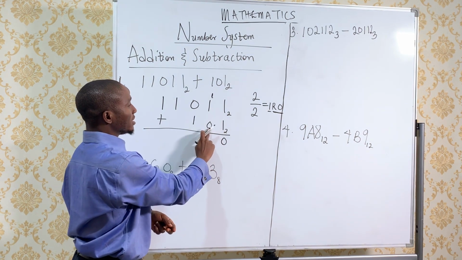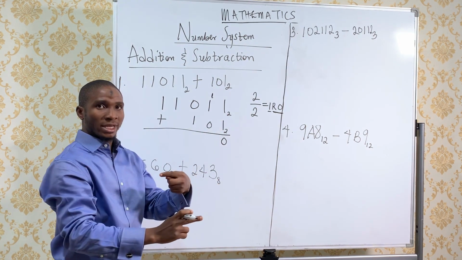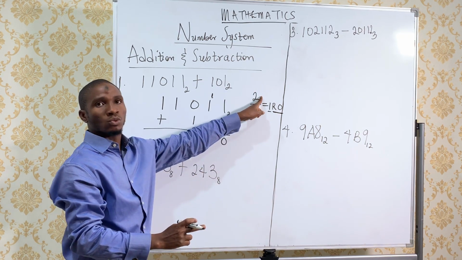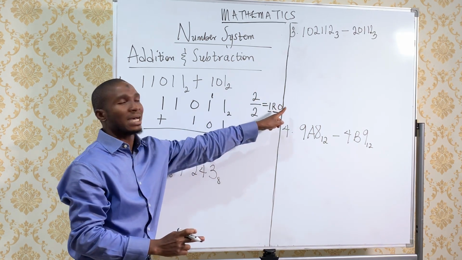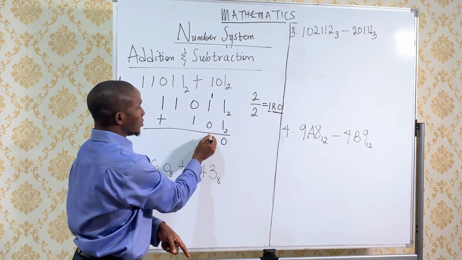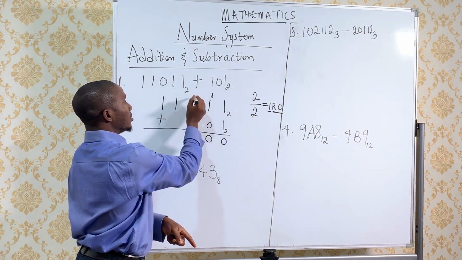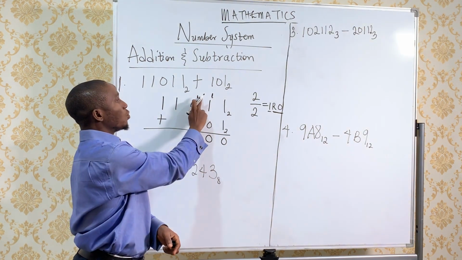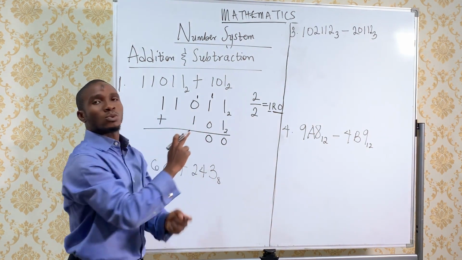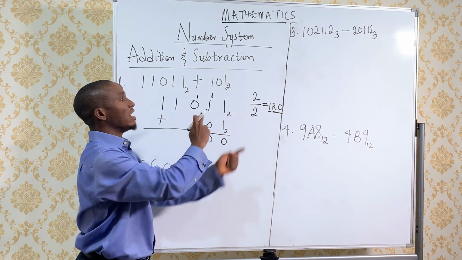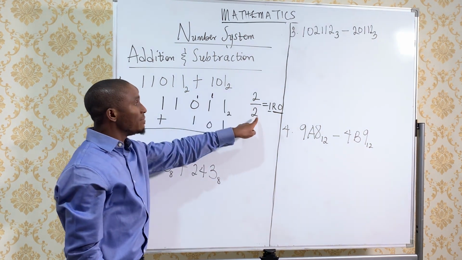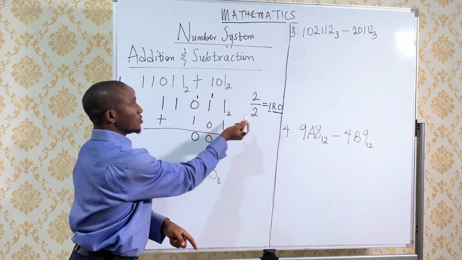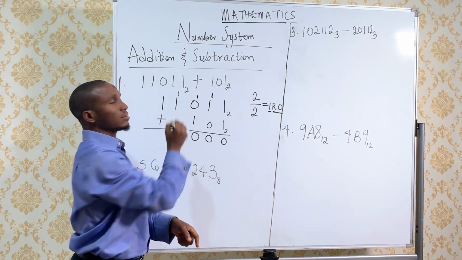Then 2 plus 0 will give us 2 again, which is still the same thing. You also divide that 2 by 2, which will give us 1 remainder 0. You still put down the 0, you carry the 1 to the next number, 1. Now the number you've carried, 1 plus 0 is 1, plus 1, you have 2 again. 2 divided by 2 is still 1, remainder 0. You still put down the 0, you transfer the 1 again to the next.